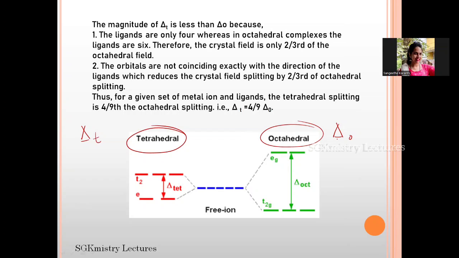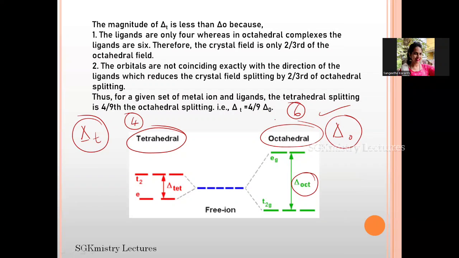Now, when I'm comparing delta T and delta O, of course, delta O has a higher magnitude when compared to delta T. What are the reasons? The first reason is very simple. We know that in octahedral complexes there are 6 ligands, whereas in tetrahedral complexes there are only 4 ligands. So of course, the interaction between the ligands and the d orbitals of the metal is higher in octahedral complexes. So the splitting is also higher. The magnitude is also higher. So delta O is larger.